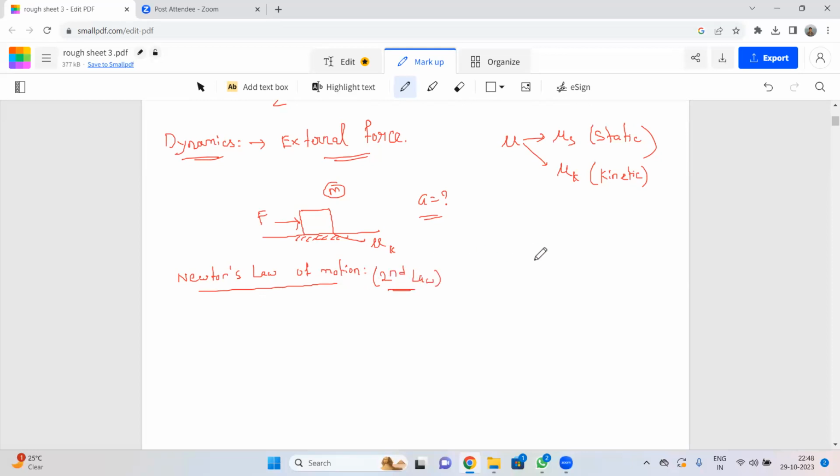If we draw the free body diagram of the block, first of all, this is our x, this is y. In the positive x-axis, we have the force F. Now, using D'Alembert's principle, it will also connect to our D'Alembert's principle.